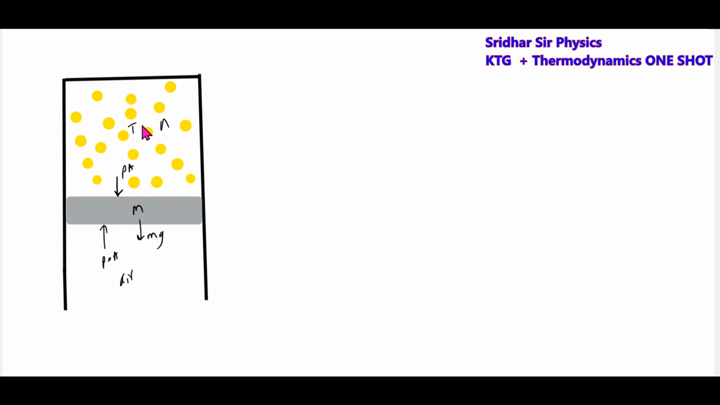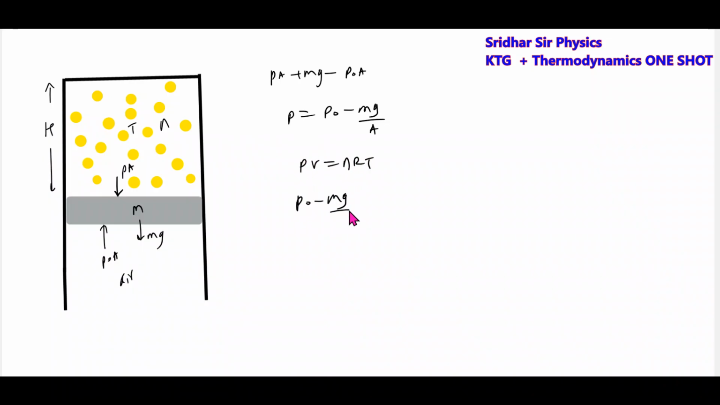Let n be the number of moles and T the temperature. Then who will balance this? PA plus mg minus P0. What is the pressure force of gas? It will be P0 minus mg by A. If I know the height h, then PV equals nRT. The pressure force is P0 minus mg by A. What is the volume? Let A be the area of cross section, so the volume of the gas will be A into h, equals nRT.